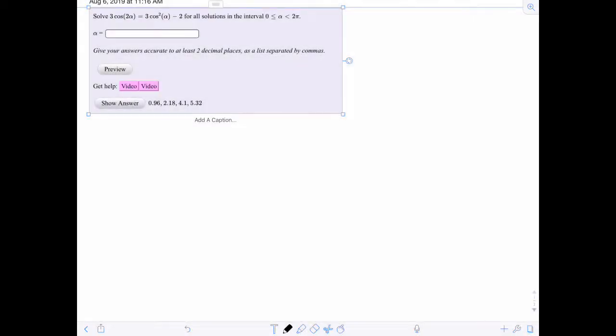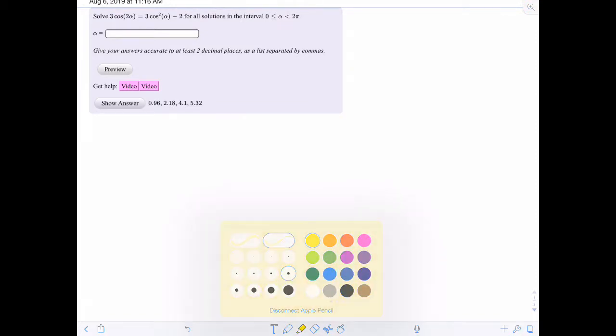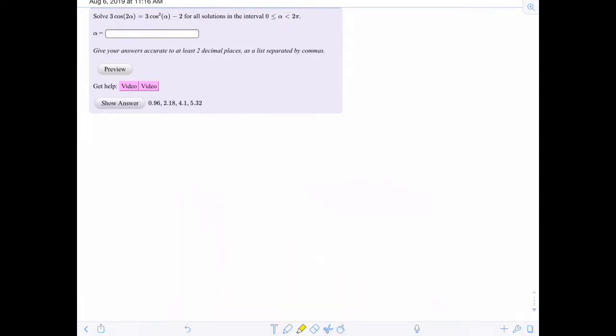In this example, we're going to go ahead and solve a trigonometric equation for all solutions in the interval from 0 to pi. So the first thing we have to do is recognize our equation: 3 cosine 2 alpha equal to 3 cosine squared alpha minus 2. Notice that alpha is our angle, and our angle will be in basically 1 revolution.